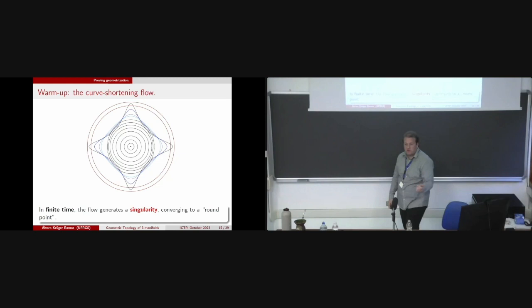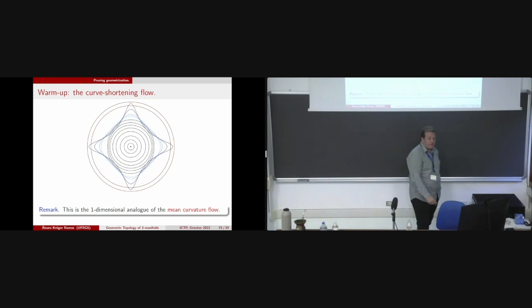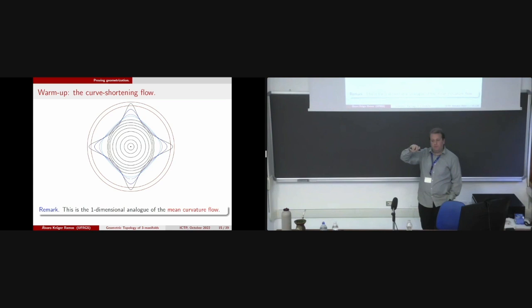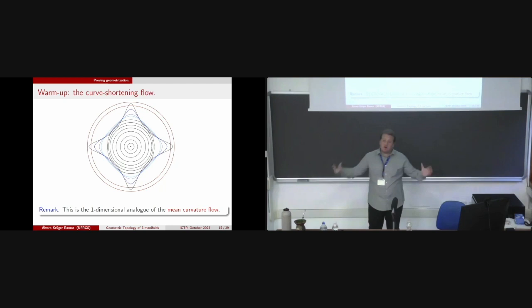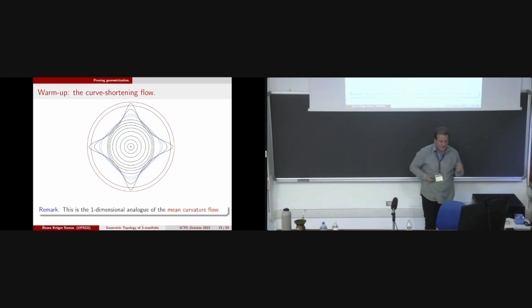Just a remark: this is the one-dimensional analog of something called the mean curvature flow. Mean curvature is an extrinsic object. It depends on how the hypersurface or surface lies inside your ambient space, just like this. We are using R2. We are using the curvature vector that the embedding of the curve in R2 gives. Curves don't have intrinsic curvature. Remember that curves are all the same; they are isometric. So we need an ambient space for curves to have curvature.